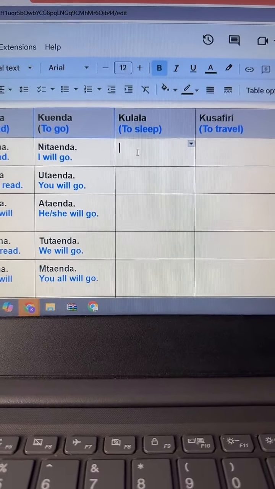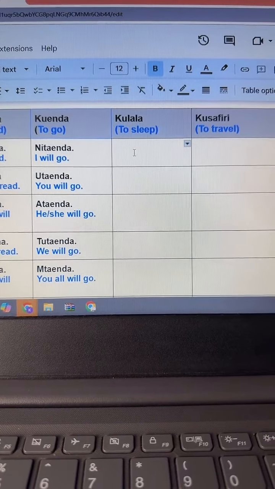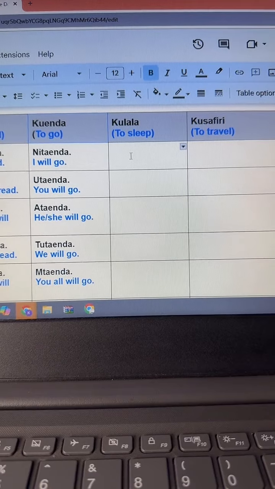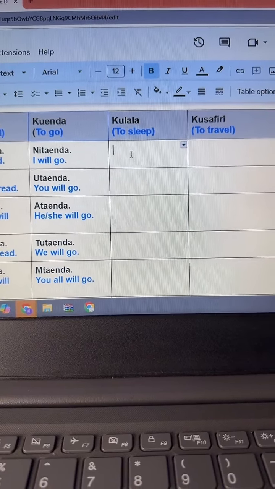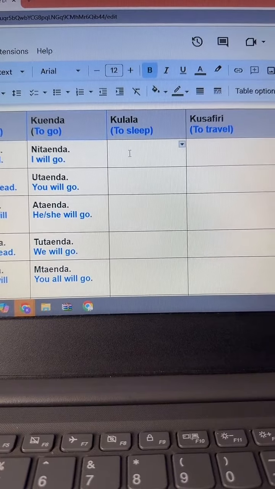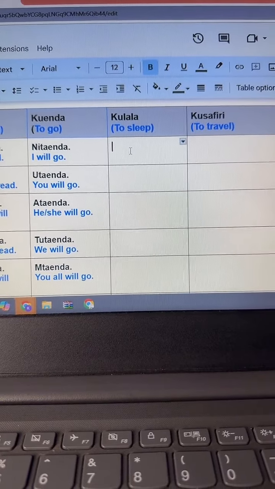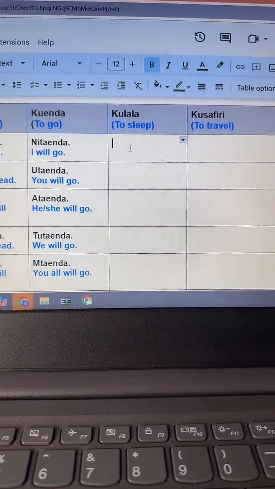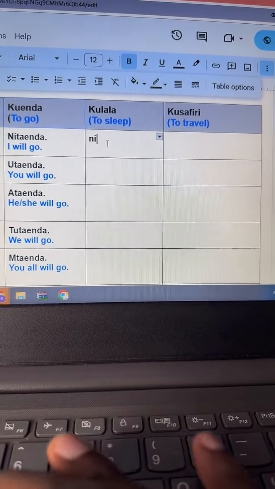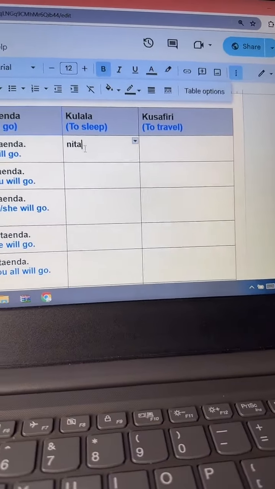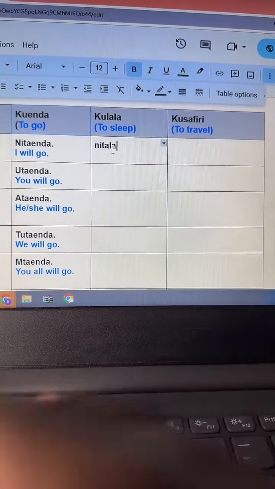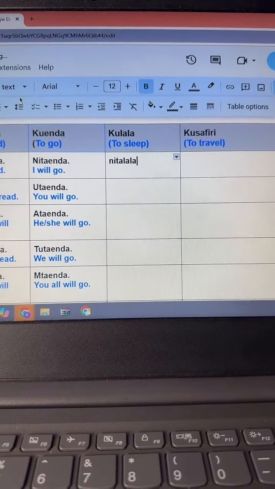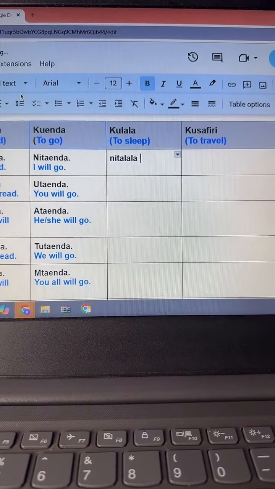Shekeza says nataka kulala. Nataka kulala means I want to sleep, but I just want to say I will sleep. Moha Swahili, nitalala vizuri sana. Lovely, nitalala vizuri sana. Nitalala, asante. Sawa sawa. I will sleep. We will say nitalala. Nitalala simply means I will sleep. Sawa?